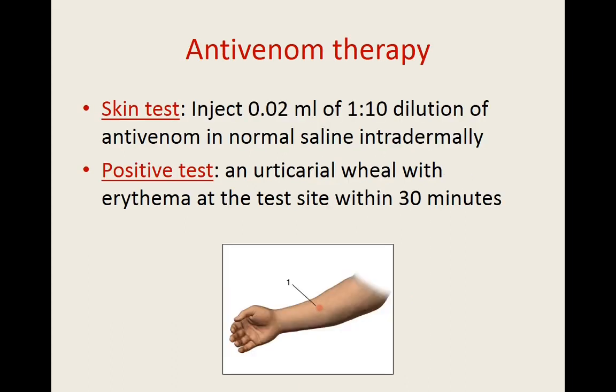Just like anything else, there are people who can be allergic to the anti-snake venom. Some of us are allergic to medicines, isn't it? We cannot take certain medicines because we are allergic to them. Similarly, some people can be allergic to the anti-snake venom. So in such cases, you have to do a skin test. This skin test is done by injecting 0.02 ml of a 1 by 10 dilution of anti-venom in normal saline intradermally. So you inject a very small dose of dilute anti-venom intradermally.